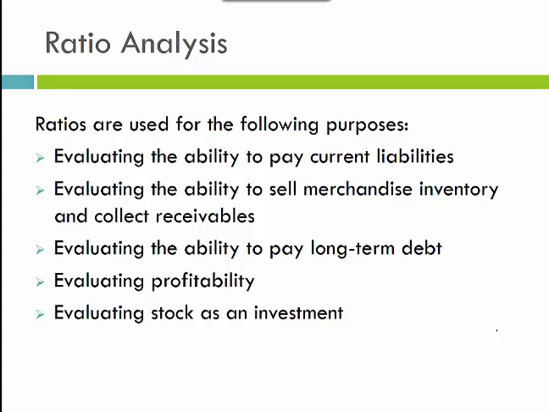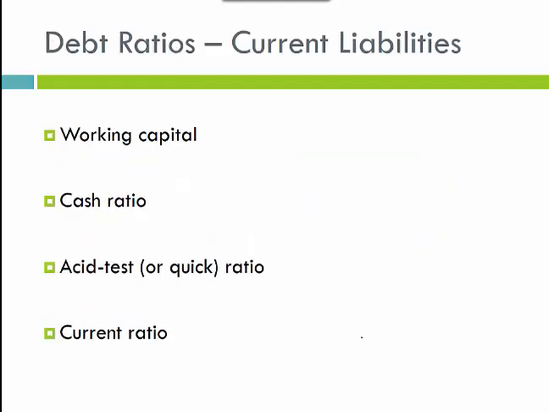Different companies will look at different things. A potential investor is going to be looking at different ratios than a bank looking to loan them money. So different people are going to be looking at different ratios. So we've got the ability to pay current liabilities, the ability to manage their inventory and their receivables, the ability to pay the long-term debt, the profitability, and then evaluating the stock as a potential investment.